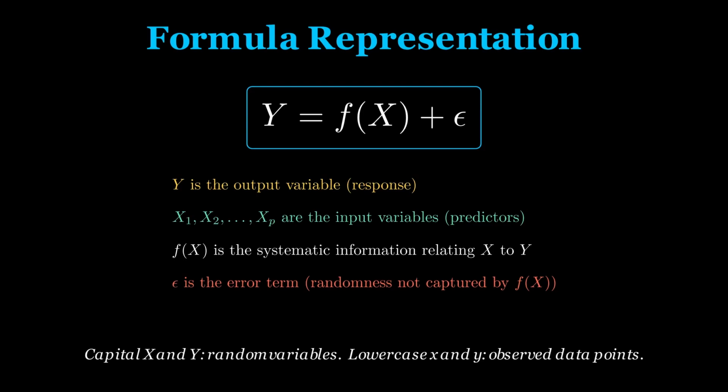One notation convention to keep in mind: capital X and Y denote the random variables, or the theoretical model, while lowercase x and y refer to observed data points, or specific values.